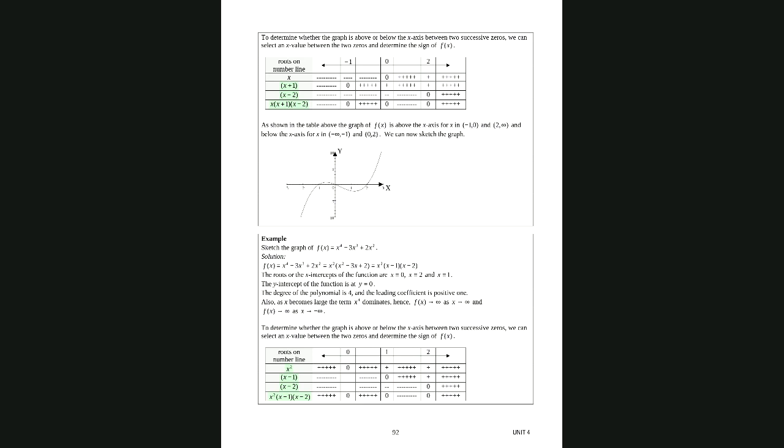We know that as x approaches negative infinity, y approaches negative infinity. At negative 1 it is 0. Between negative 1 and 0 it is positive. At 0 it is 0. Between 0 and 2 it is negative. At 2 it is 0. Then at greater than 2 it is positive. So that's how we draw polynomial graphs now.